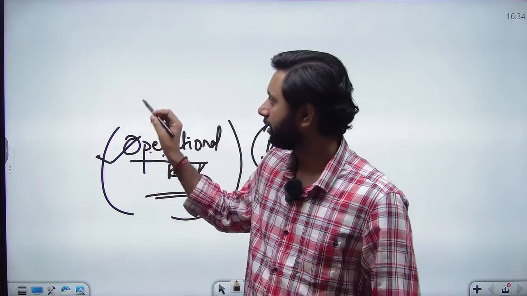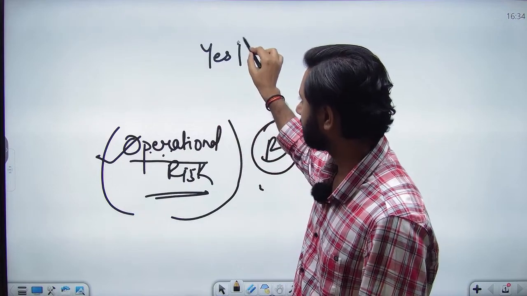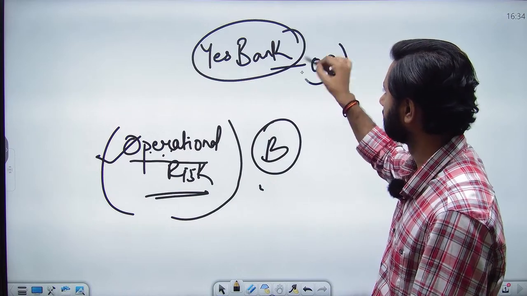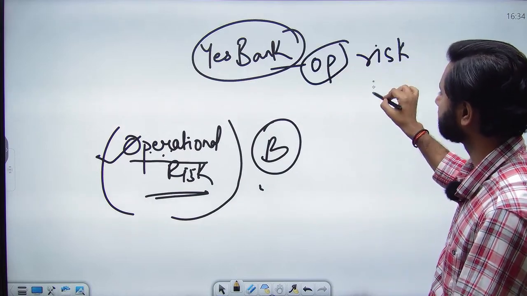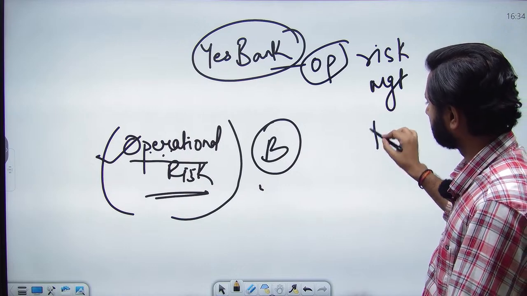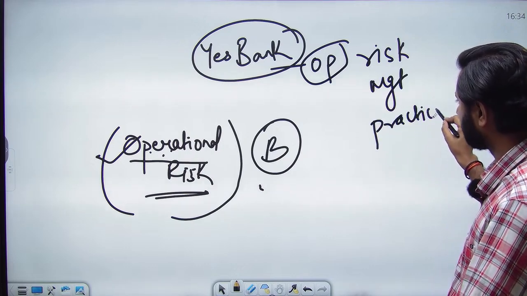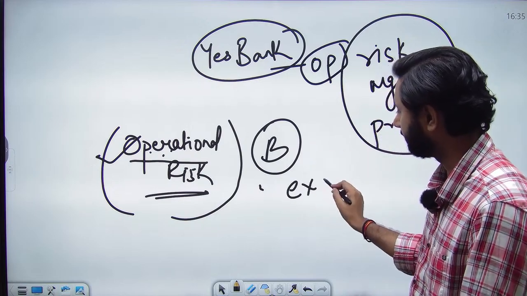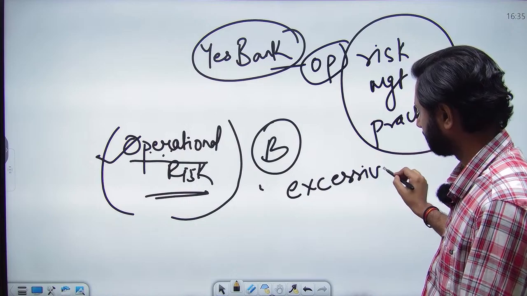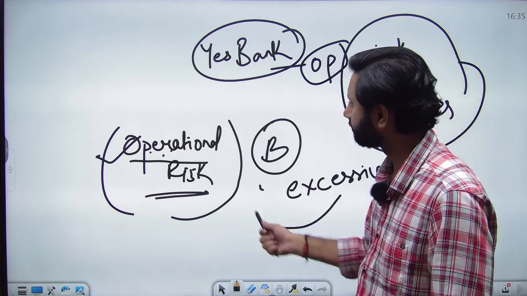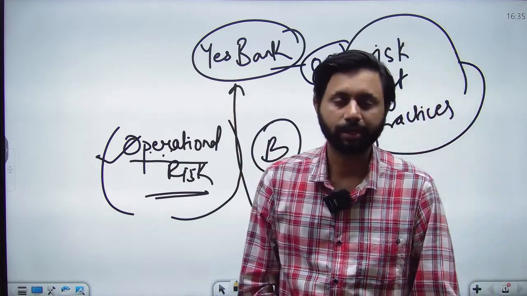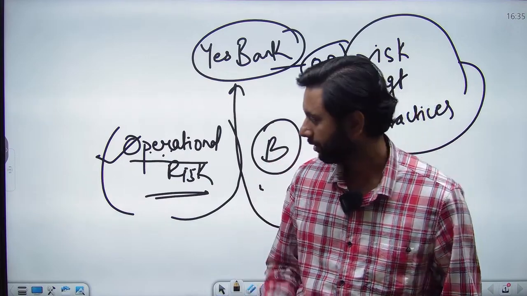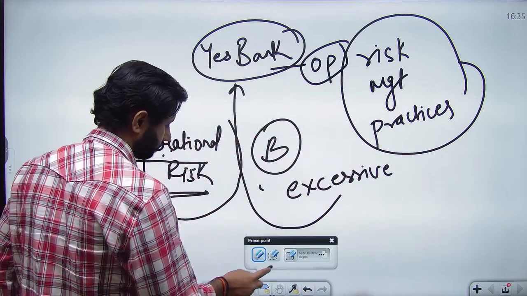For example, in the Yes Bank crisis that happened, जो उनके नॉर्मल ऑपरेशंस हैं जिसमें उन्होंने रिस्क मैनेजमेंट प्रैक्टिसेस अच्छे से इन्फोर्स करनी चाहिए थी, which they didn't do, and they went and did excessive lending, which led to the crisis of Yes Bank in the near past 5 years, isn't it? So that is your operational risk.